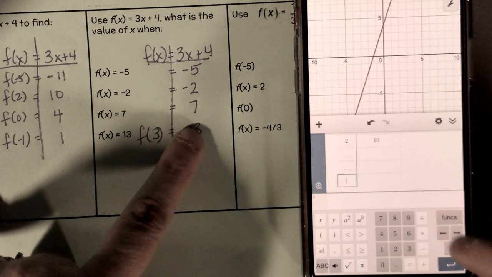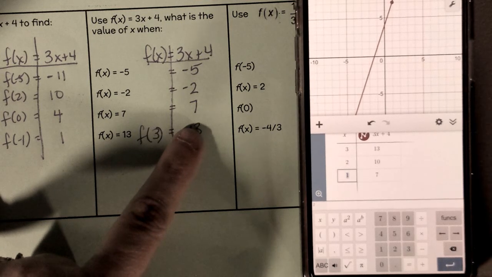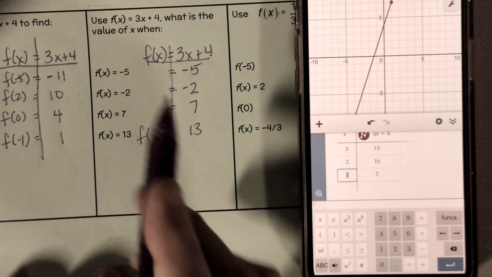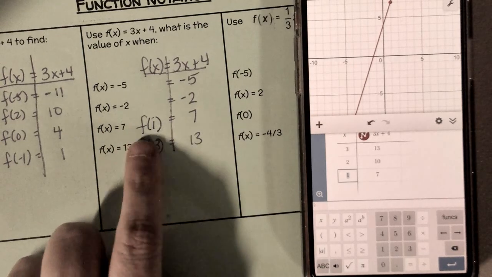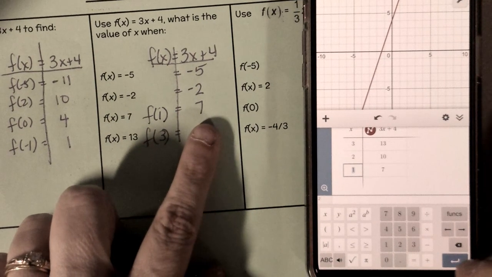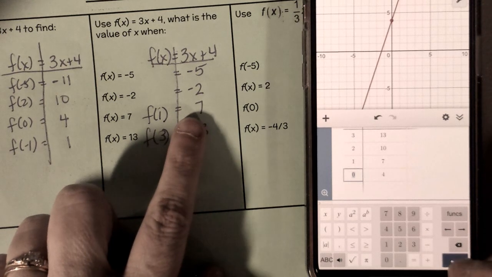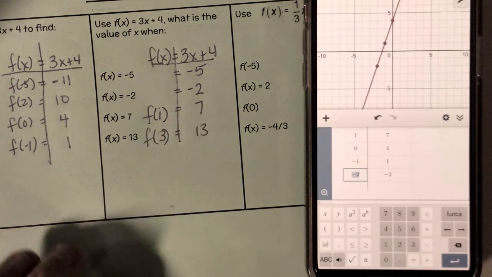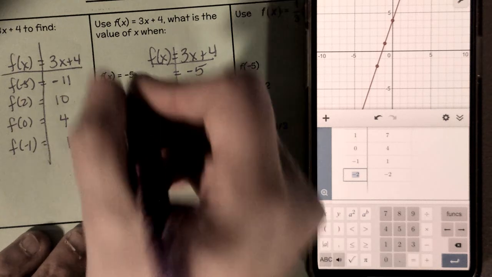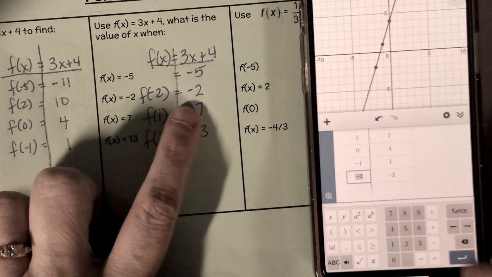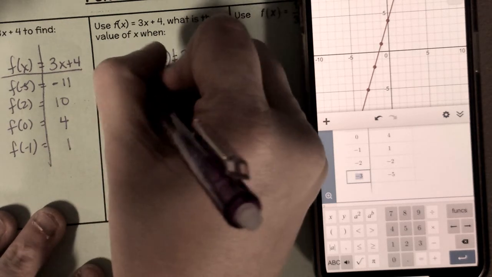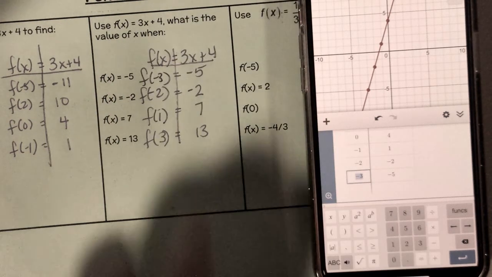Hold on, I'm going to get rid of all these extra rows. Okay, oh, look at that. I'm looking for a 7. So when I plug in a 1, I get a 7 out. Well, let's keep going. 4, I'm not looking for that. I'm not looking for 1. Oh, -2, that's what I'm looking for. When I plug in a -2, I get out a -2. When I plug in a -3, I get out a -5.